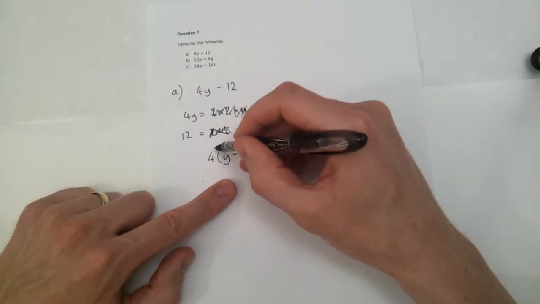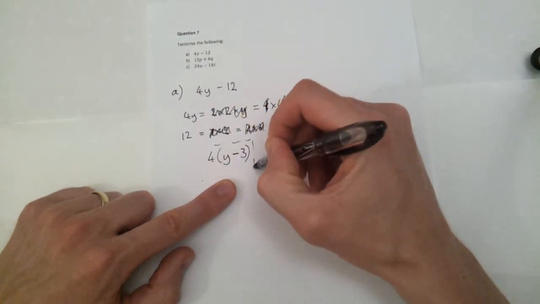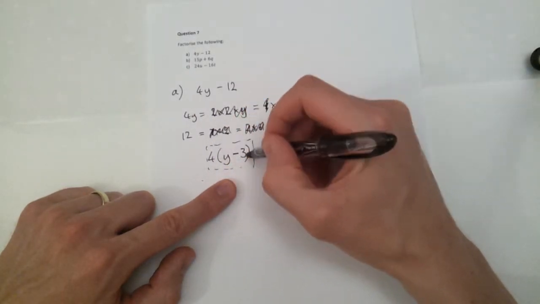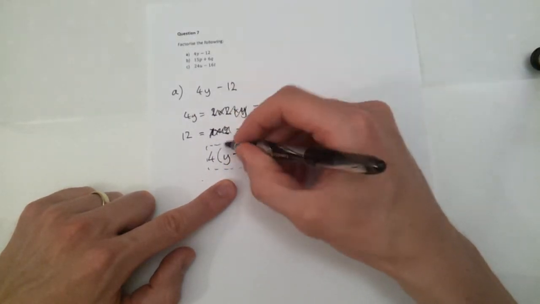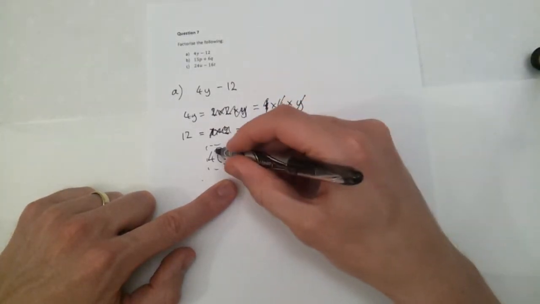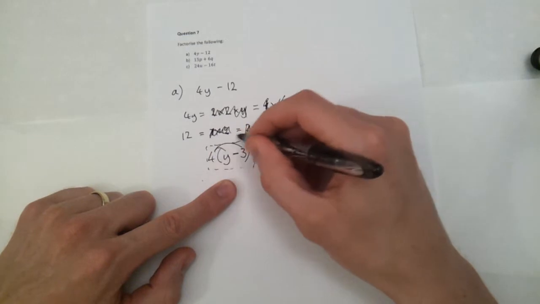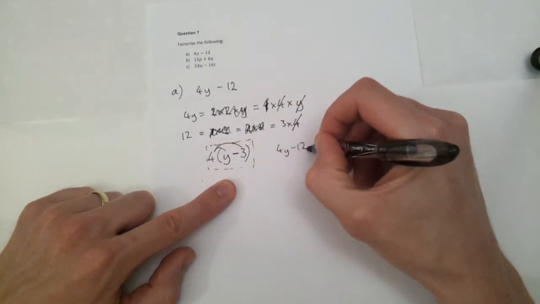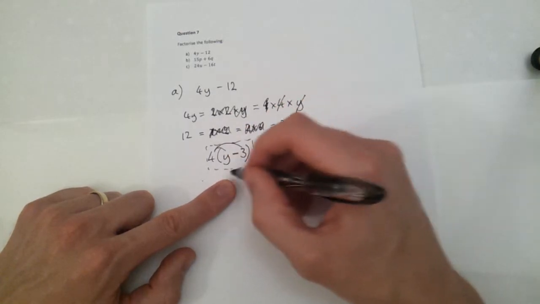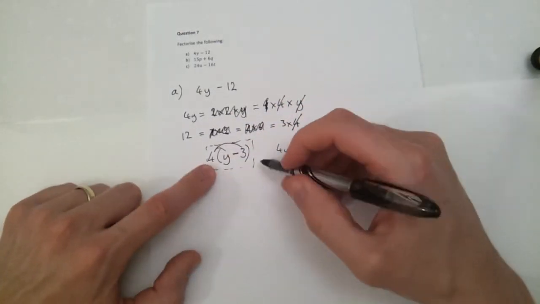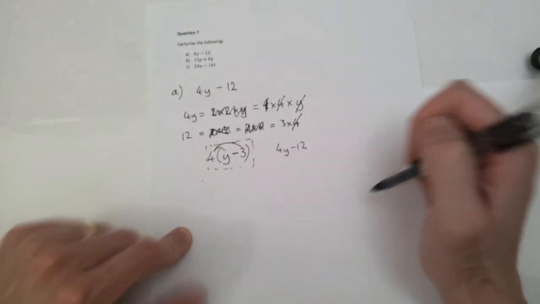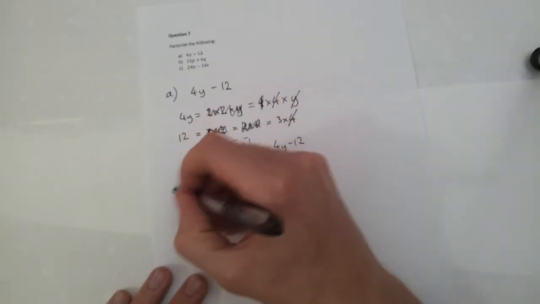So this is the final answer, that's the answer to the question, but what we need to ask ourselves is, if we expand this out, will we get back to that? So if we expand that out, 4 times y gives us 4y, and then 4 times minus 3 gives us minus 12, so we've got back to our original expression, so we know that that is the final answer. 4 open bracket y minus 3 close bracket is the answer. Let's have a look at B now.